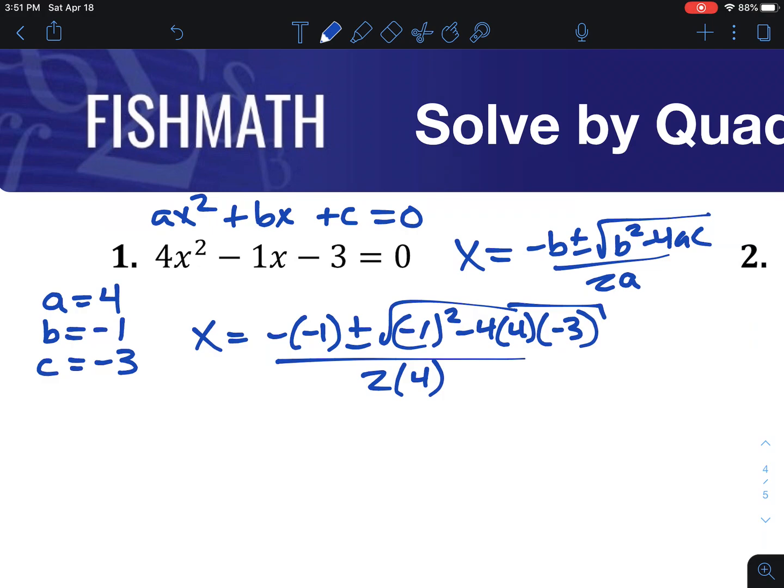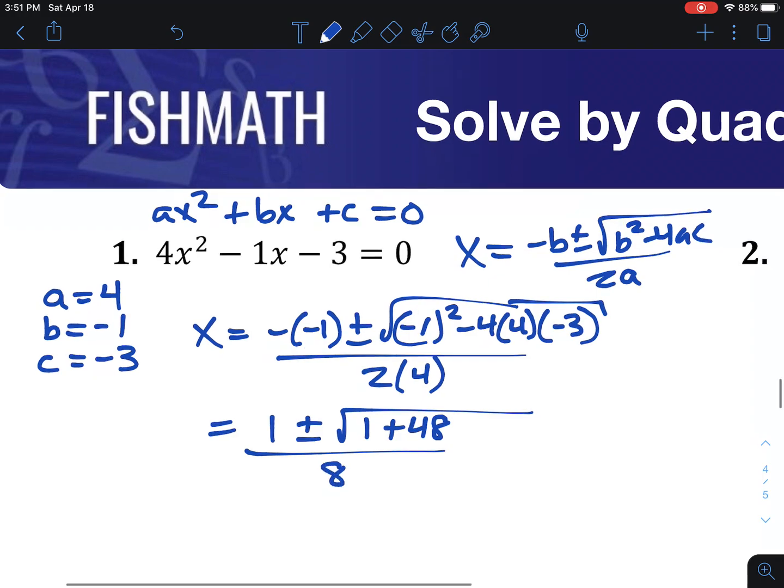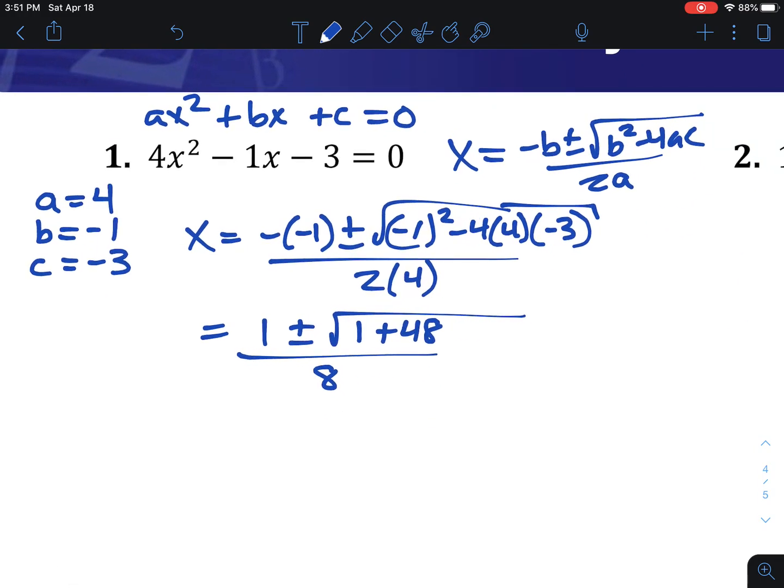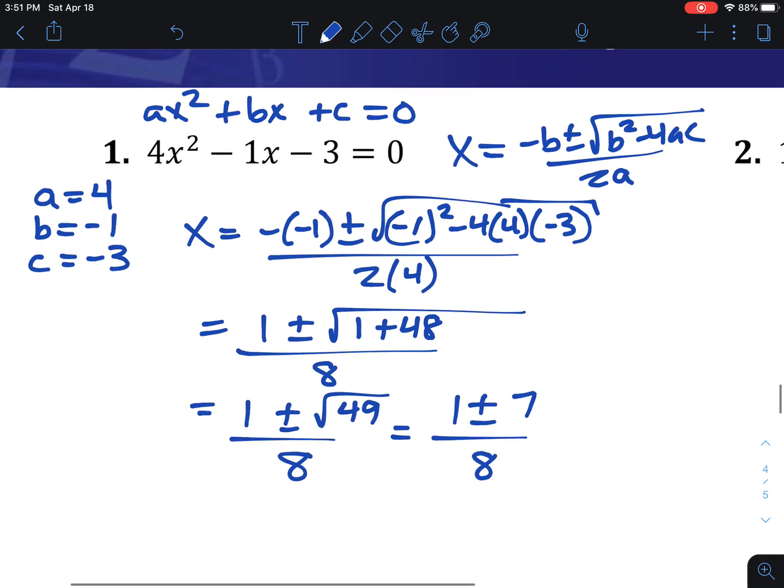And then from here, it's really just simplifying. This gives us 1 plus or minus. Negative 1 squared is 1. Negative 4 times 3. Well, 4 times 3 is 12. Times another 4 would be 48. Two negatives make it a positive, so plus 48 all over 2 times 4, which is 8. And then from here, we're just going to try and simplify further if possible. So 1 plus or minus the square root of 49 all over 8. Well, the square root of 49 we can do, that's just 7. So it's 1 plus or minus 7 over 8.